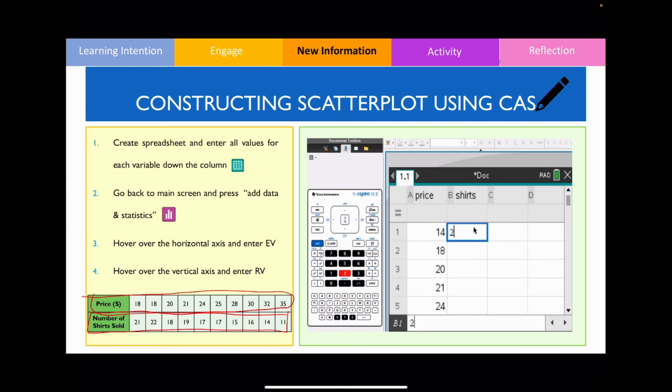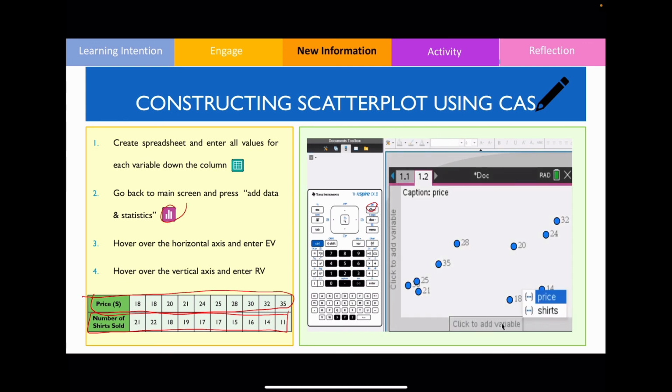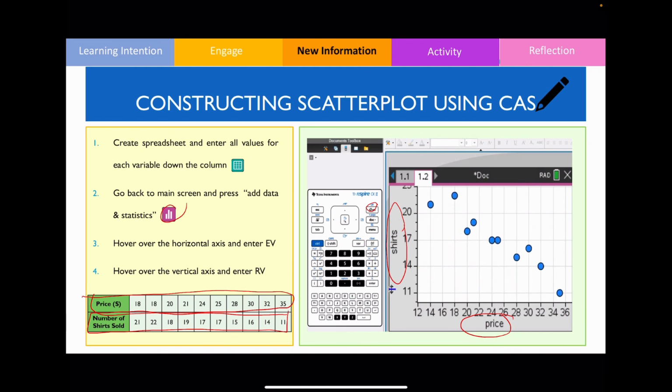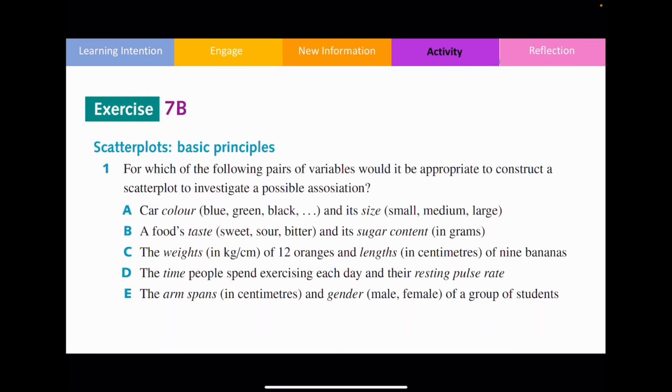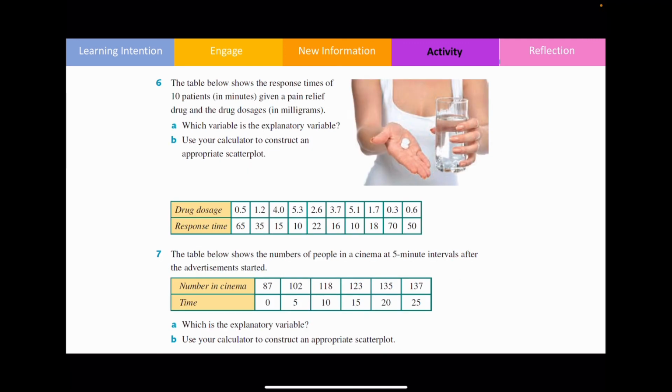Once I've done that, I'm going to go back onto the main screen. You do that by pressing this button, and then I'm going to need you to click on this button over here. Once you've done that, click onto this button and choose the explanatory variable. Remember, your response variable goes on your vertical axis, and if you've done this, you should have constructed your scatterplot. What I'd like you to do now is please have a go answering questions from exercise 7b. For all these questions, you're going to need to do this manually as well as by using a CAS calculator.